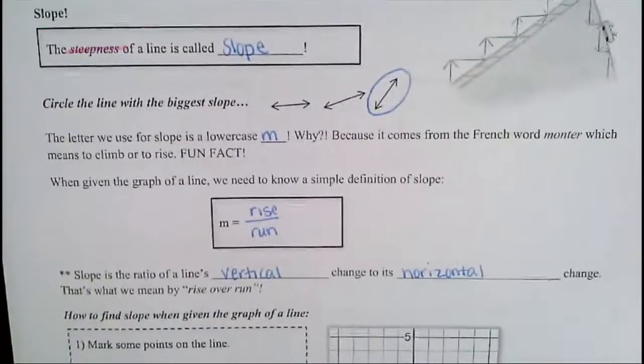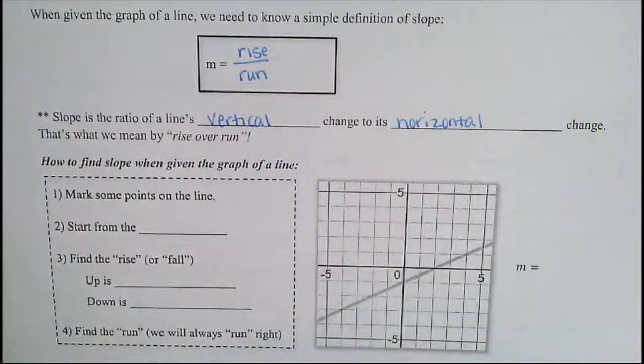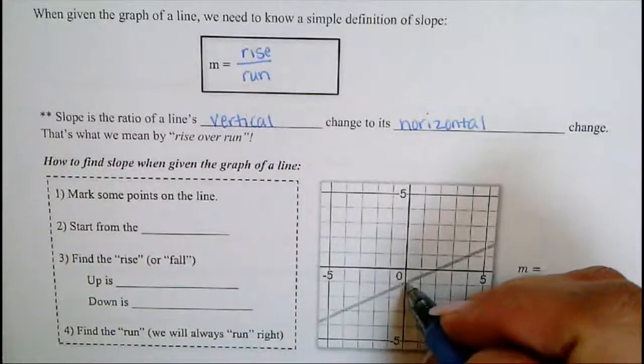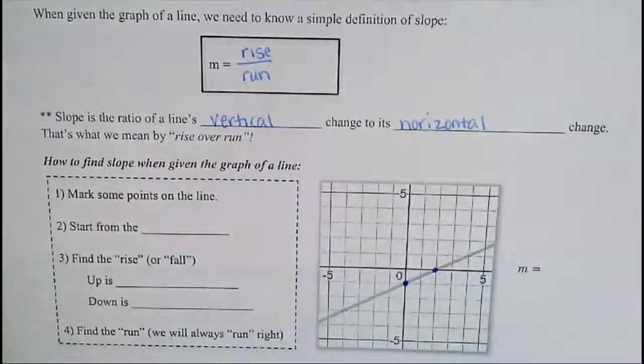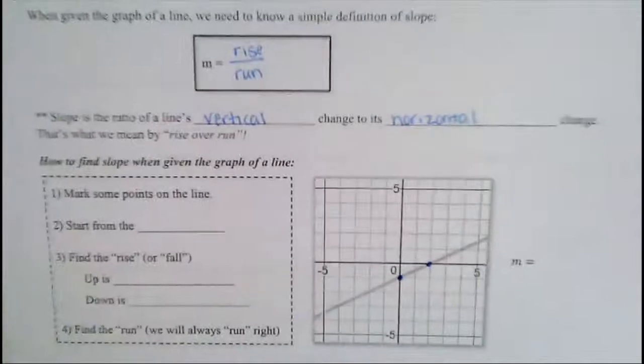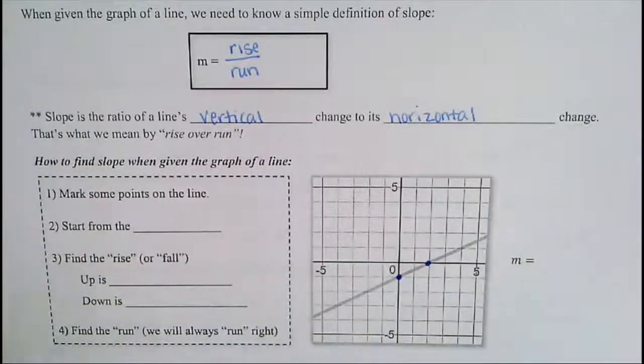So this is what we talked about yesterday. If you have a graph, you can identify it from marking some points. Again, we want to make our life easier, so we're going to find points that are at whole numbers. I'm going to use my y-intercept and my x-intercept. Those are terms you're going to see a lot more in the future. We read a graph from left to right.